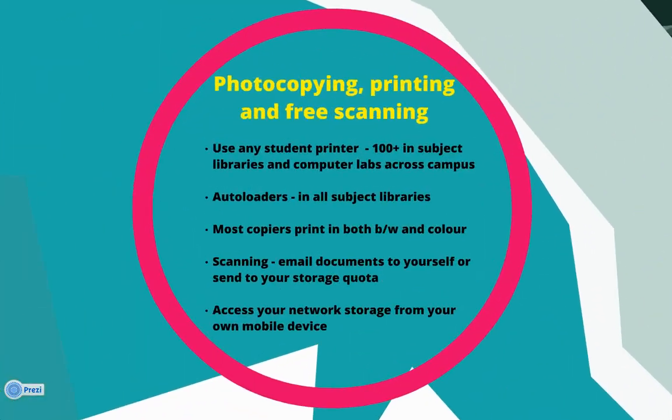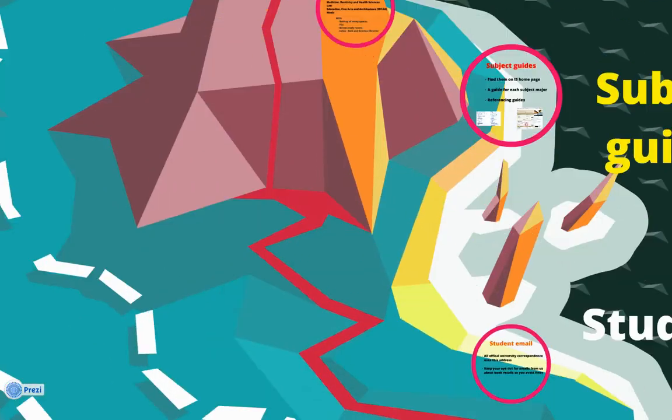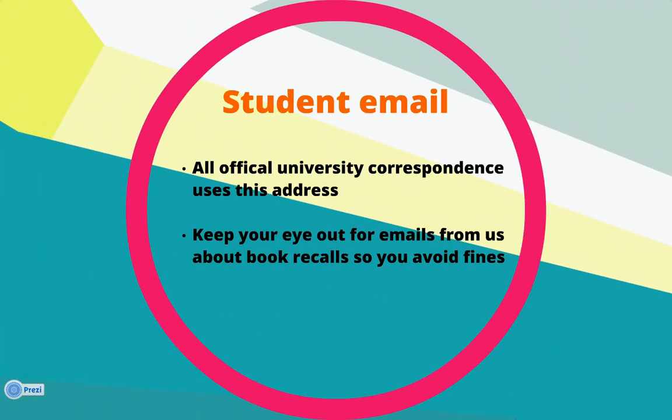There are over 100 student printers across campus, and you can print from any student computer to any printer. Use your campus card to pay for photocopying and printing, and add printing credit in a subject library or online using your credit card. Scanning is also available and can be emailed to yourself or saved to your network storage. Every student has 2 GB of space on the network.